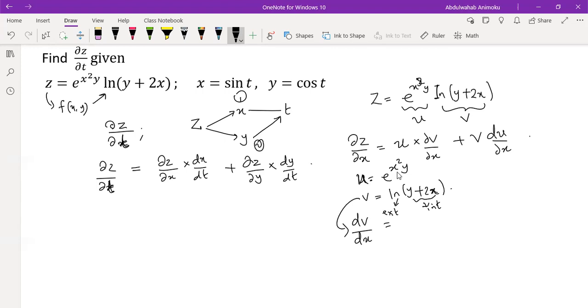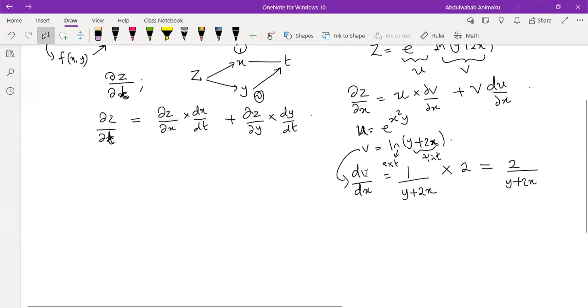Now, derivative of ln function would give us 1 over whatever that function is. That is how we find derivative of ln function. We have to now multiply this by the derivative of the inside with respect to x. Now, find the derivative of y plus 2x with respect to x. Derivative of y is 0, plus derivative of 2x is 2. So you have to multiply by 2. So the answer to that will be 2 over y plus 2x.